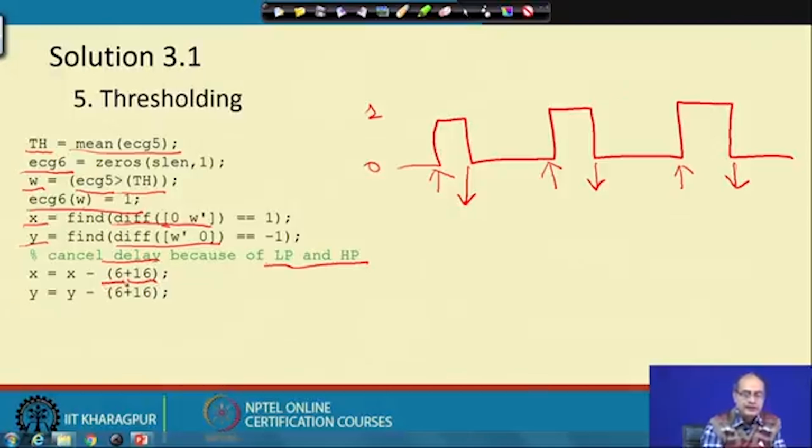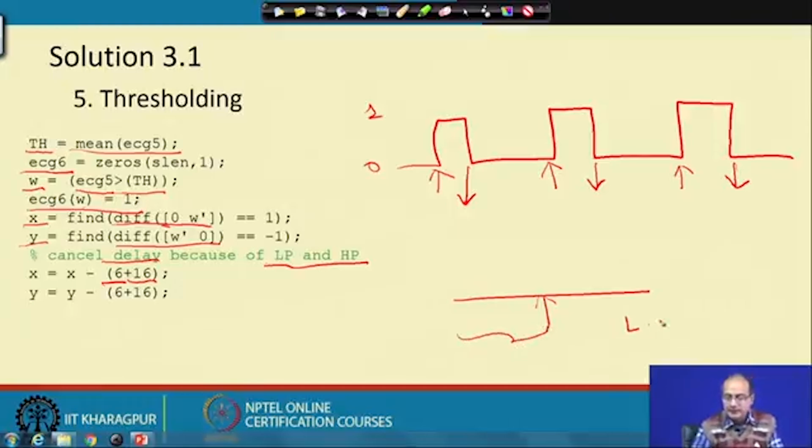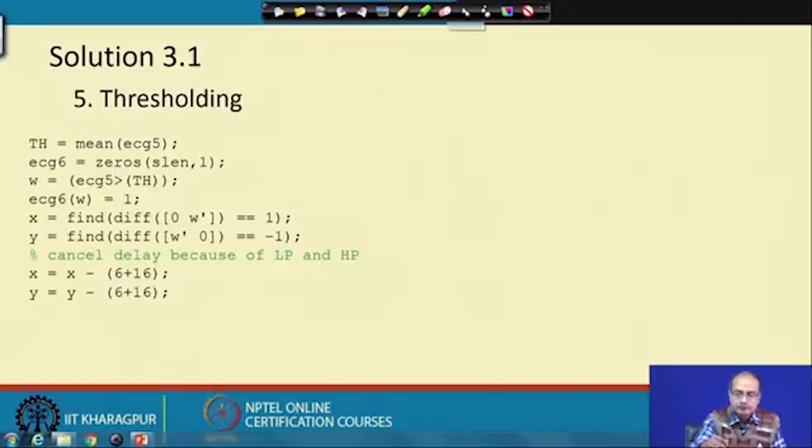Now, how do we get these figures? If we have a filter, the midpoint is the center. So, the amount of delay it has introduced is the length of the filter minus 1, divided by 2. By that we get that both the x and the y vectors have got a delay of 6 plus 16, that is 22 samples. So, we correct that to align the location with the QRS complex.